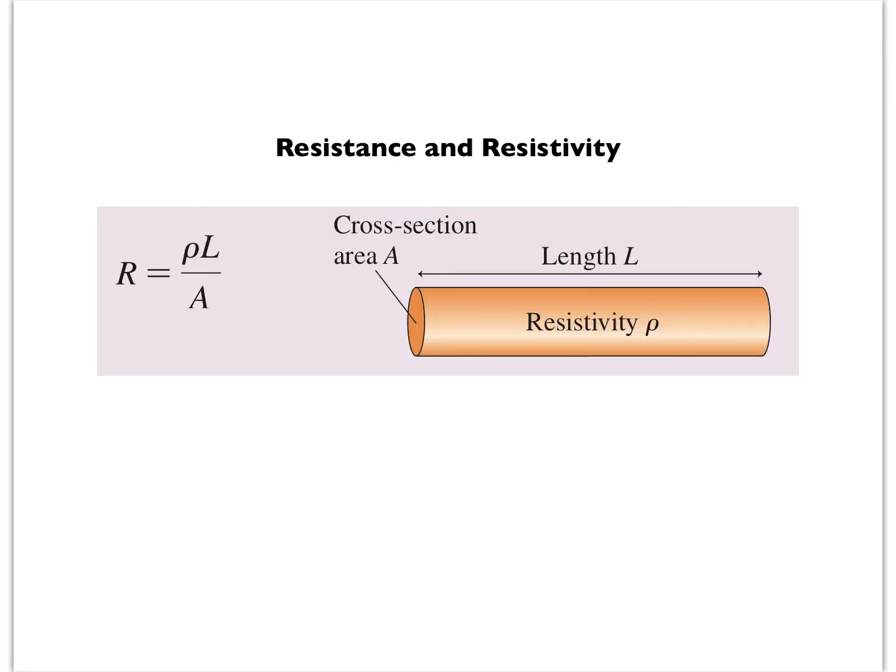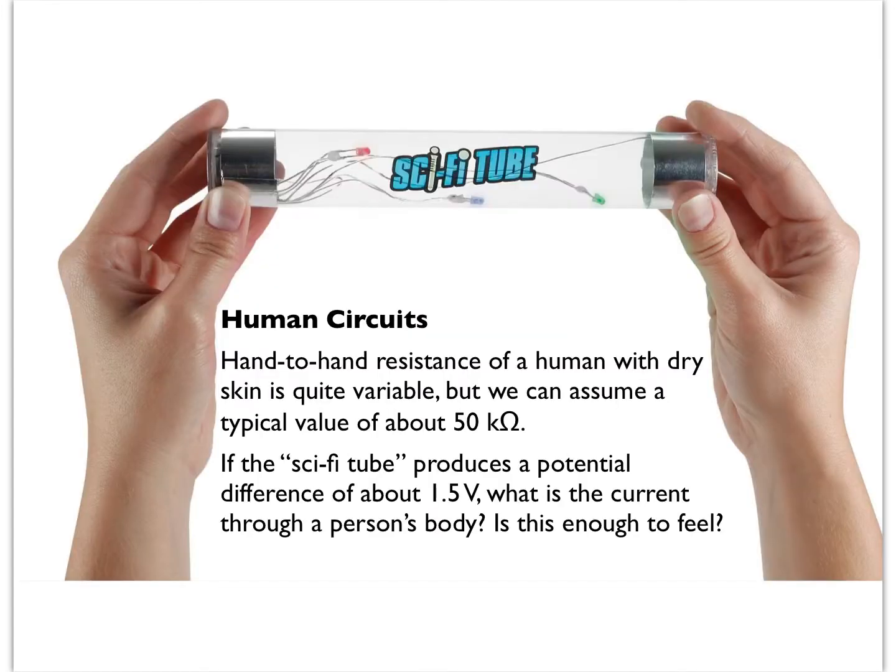And as a quick reminder, the resistance depends upon geometric variables, the length and the cross-section area of a conductor, and the resistivity, and that depends upon the material, and that's our basic relationship.